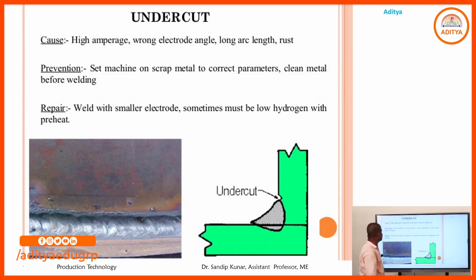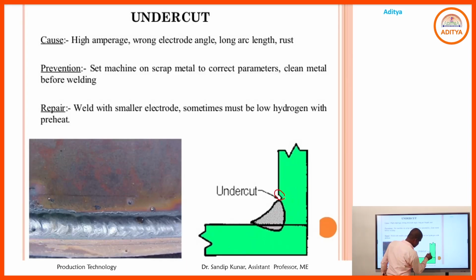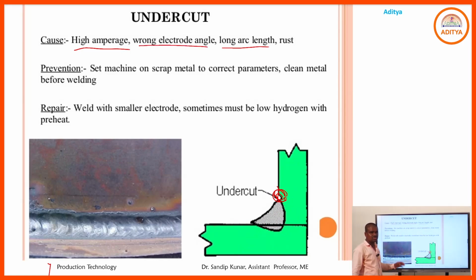Second, undercut. So what are the causes? Due to these things, undercut problems occur. Undercut means a depth or groove occurs inside the metal surface. And what are the causes? Due to high amperage, meaning high current, wrong electrode angle, long arc length and rust. Due to these things, undercut problems occur in the weld phase.